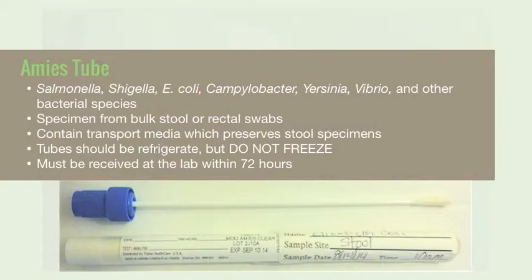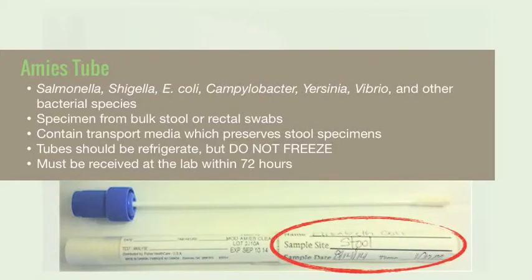Once stool is collected on the swab and the swab is inserted into the tube, it should be refrigerated until shipped but should not be frozen. Specimens for bacterial culture must be received at the lab within 72 hours of collection. Before using the Amies swab, make sure the tube has not expired. Then label the tube with the patient's name, specimen type, and collection date.